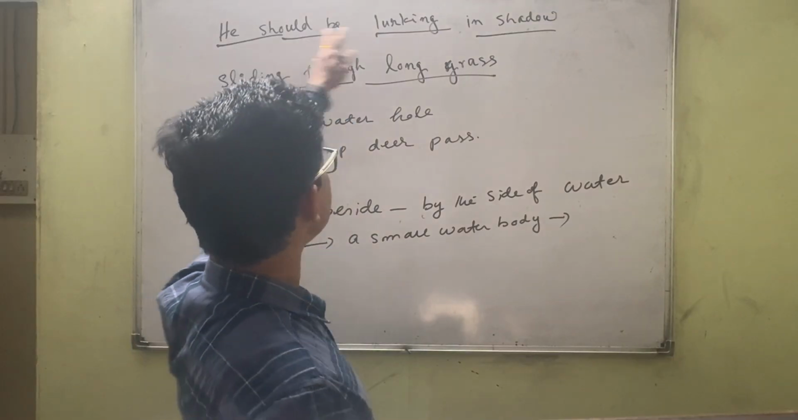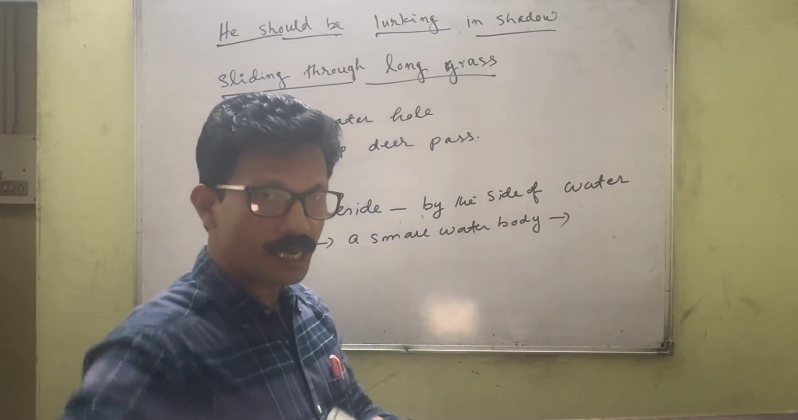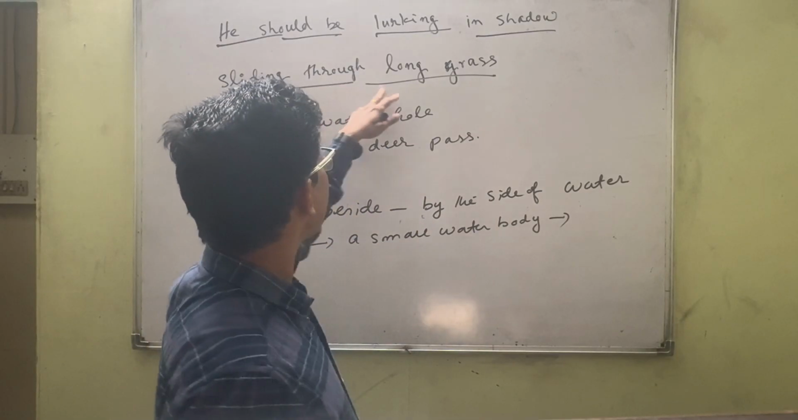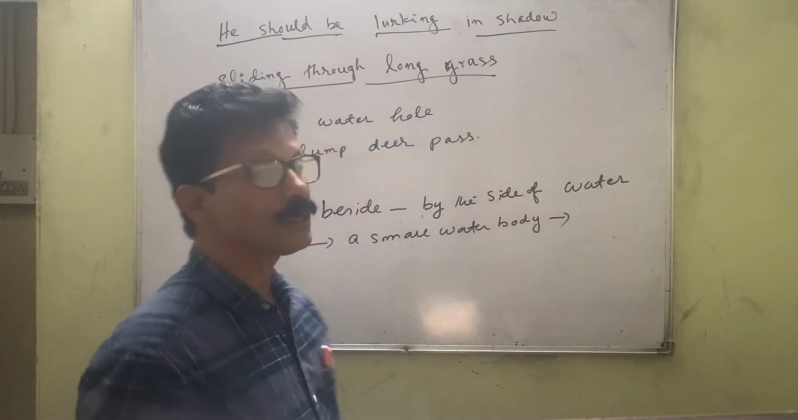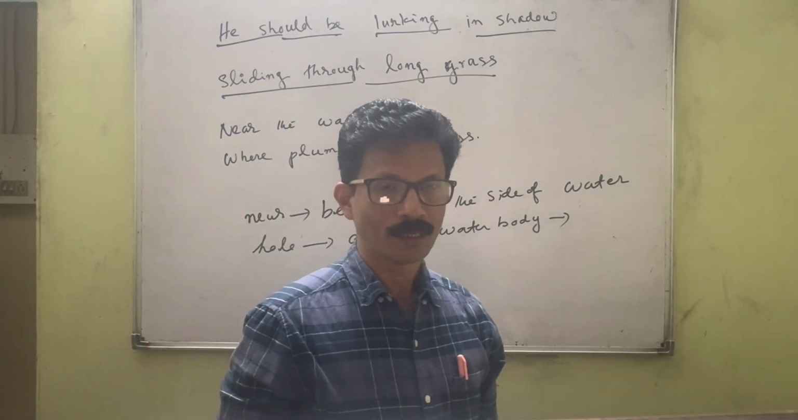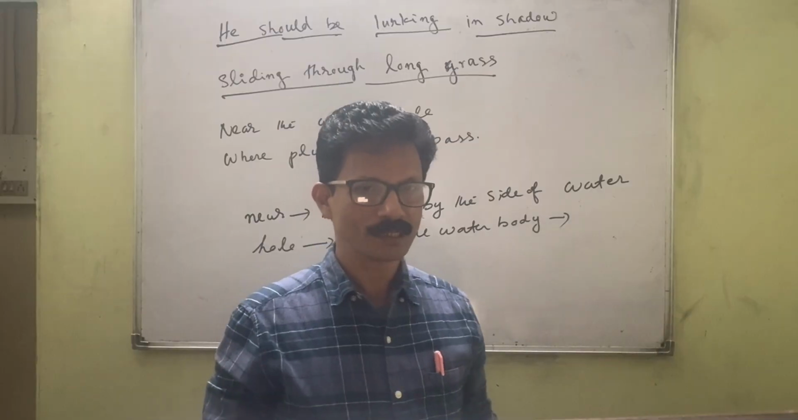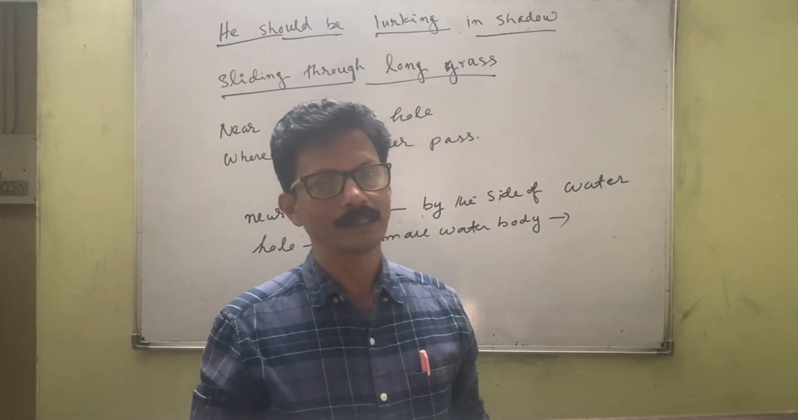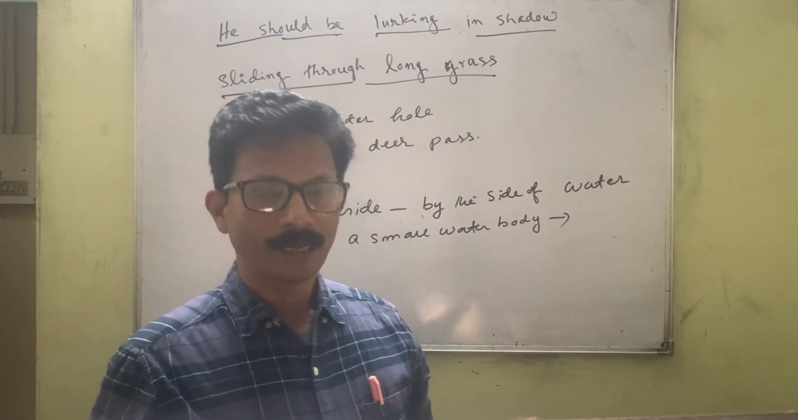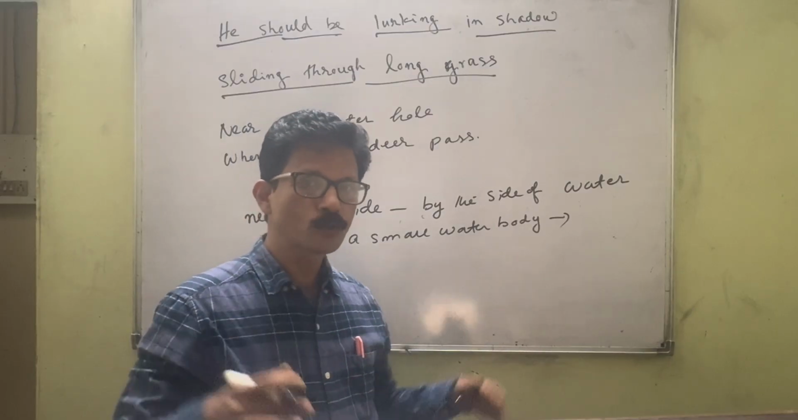Yes, he should be lurking in shadow, sliding through long grasses, through the grass. He should be sliding through long grass near the water hole, near the place where water is found. There are small depressions, hole-like structures, landforms in the jungle. Here the animals come to drink water.